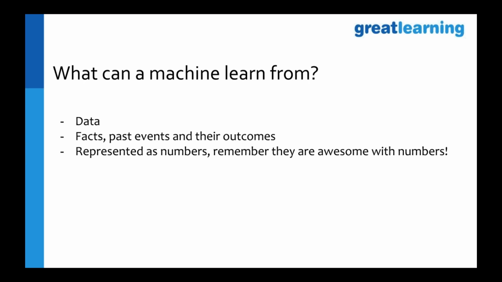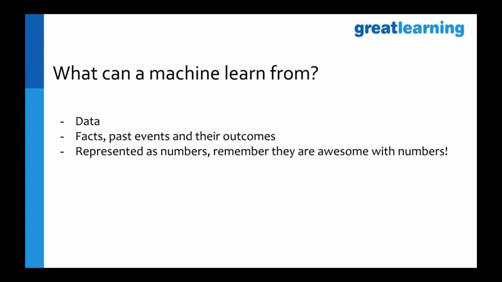Data is basically past events, which are facts because they have happened, and what the outcome was. For example, was this image a 1? Was this resume shortlisted? That is the outcome. And what is the past event? What are the facts? How is the 1 written, and whether it is classified as 1. So machines can learn from data represented as facts, past events and their outcomes.